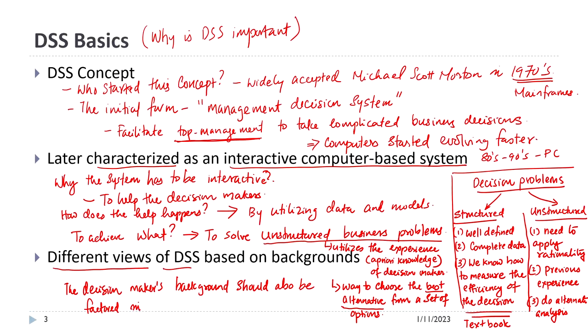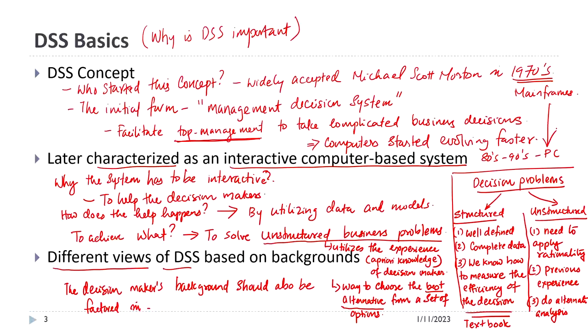Okay, which means if the person is technically sound or non-technically sound, you know, that kind of thing, can the person be comfortable with a computing system, etc. That's all part of the decision making at this point. Okay. So now when we look into the next part, I hope you guys understand the basics of the DSS and how Michael Scott Morton in the 70s started this with the management decision system, more intended towards the top management and to facilitate complicated decision making processes. Then people talked about it as an interactive computer based system when computers evolved from mainframes to PCs in the 70s to 90s.